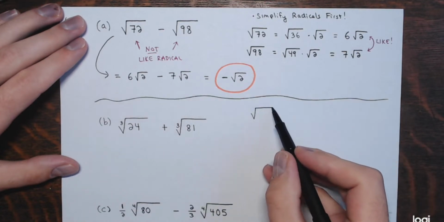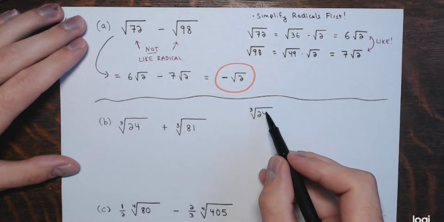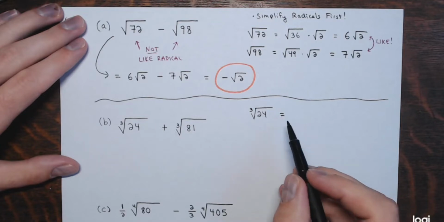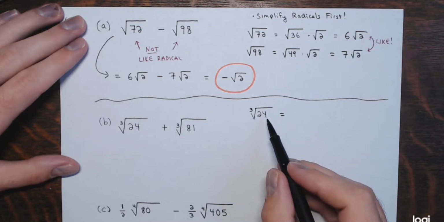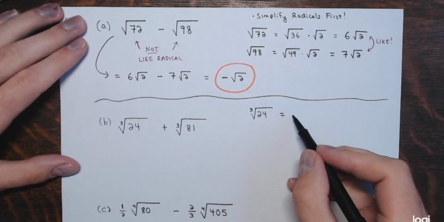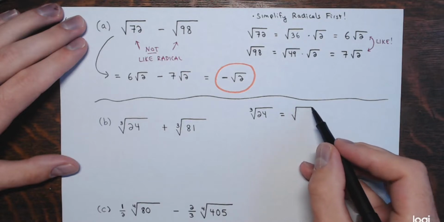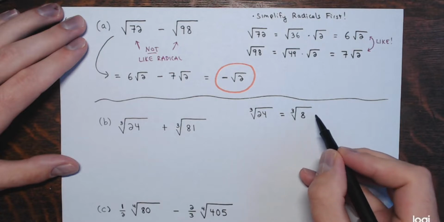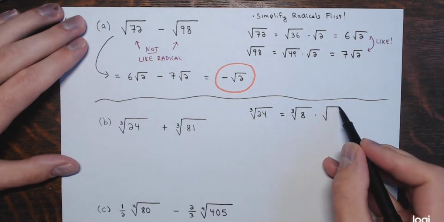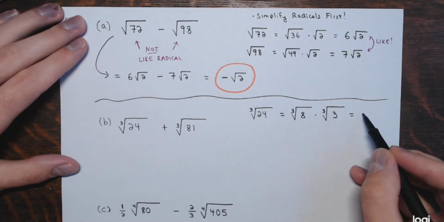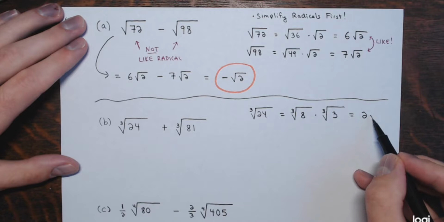Now the cube root of 24. You have to think of what are factors of 24 that are perfect cubes, perfect third powers. Well, 8 is 2 to the third, a perfect cube, and it goes into 24 evenly. I can break this up using the product property as the cube root of 8 times the cube root of 3, and the cube root of 8 is 2. So this is 2 times the cube root of 3.